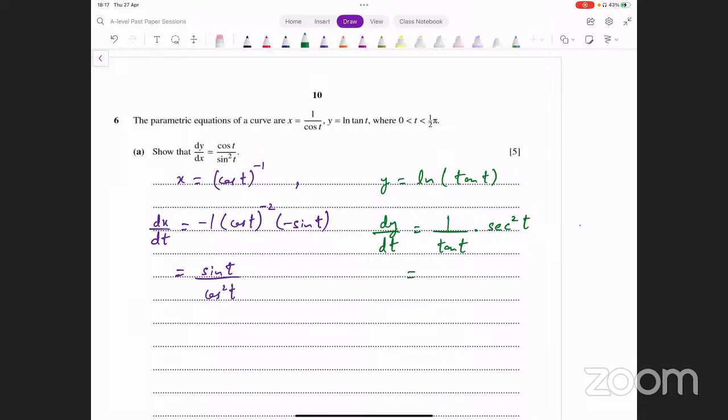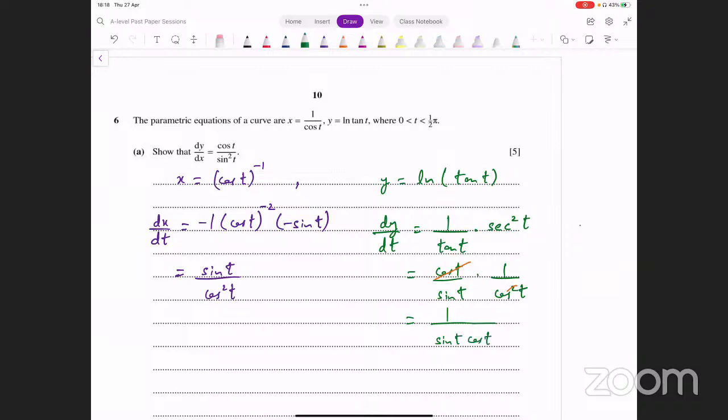1 over tan t can be written as cos of t over sin of t, right? The reciprocal of tan t is cos t over sin t. That's like cot t, cot is cos over sin. Convert secant square to cos as well, and that's going to be 1 over cos square t. Now you simplify this: one cos gets cancelled with 1 power of cos here, and that gives us 1 over sin t into cos t.